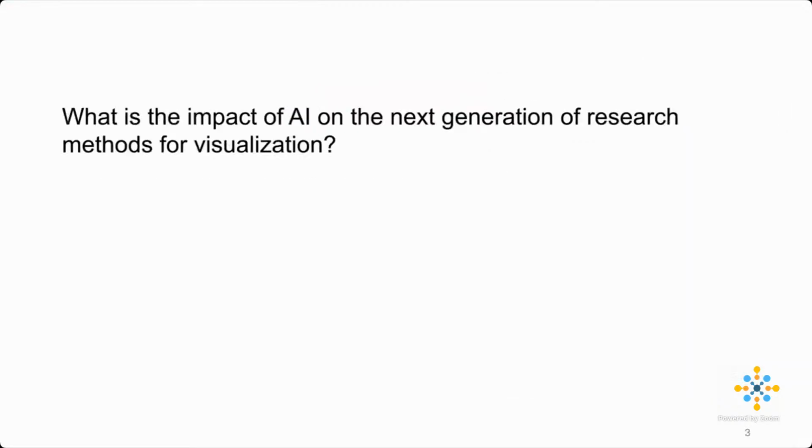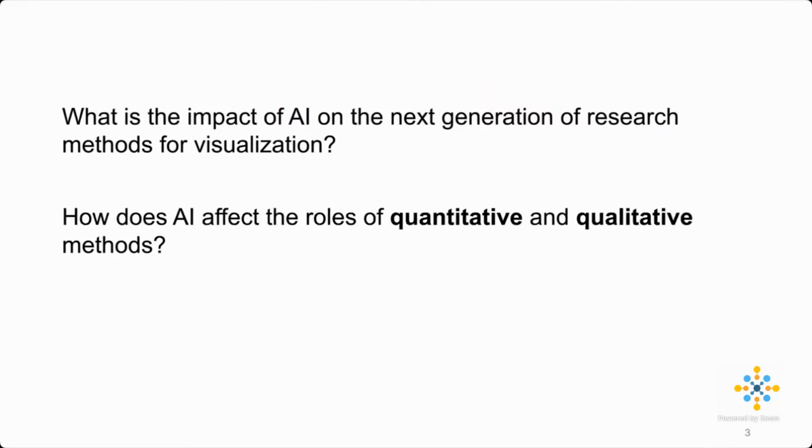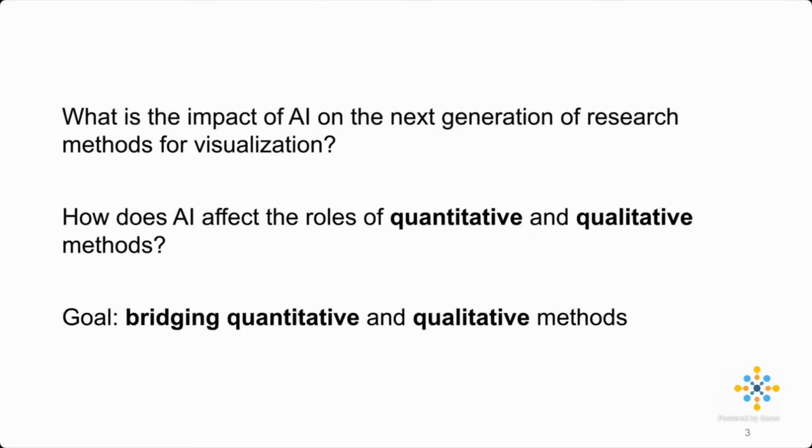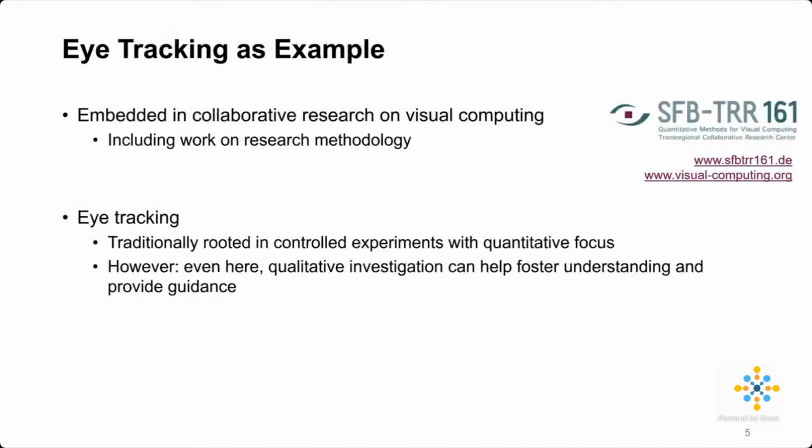So, what is the impact of AI on the next generation of research methods for visualization? And more specifically, how does AI affect the roles of quantitative and qualitative methods? My goal is to bridge both kinds of methods in order to combine their complementing strengths. Let me fill in a few preliminary examples, all based on earlier work where I was involved. These examples are embedded in a large long-term collaborative project that targets research methodology.